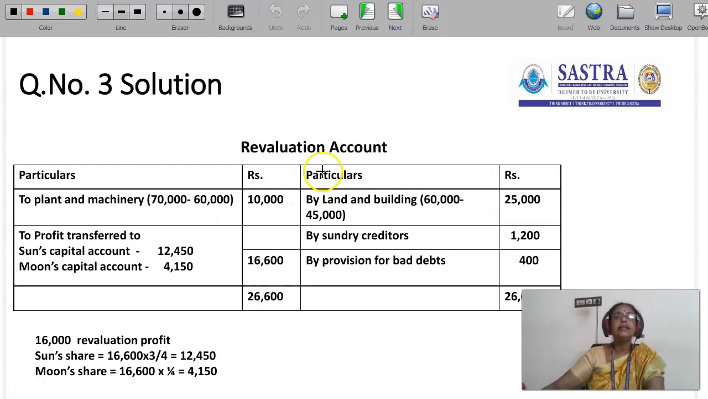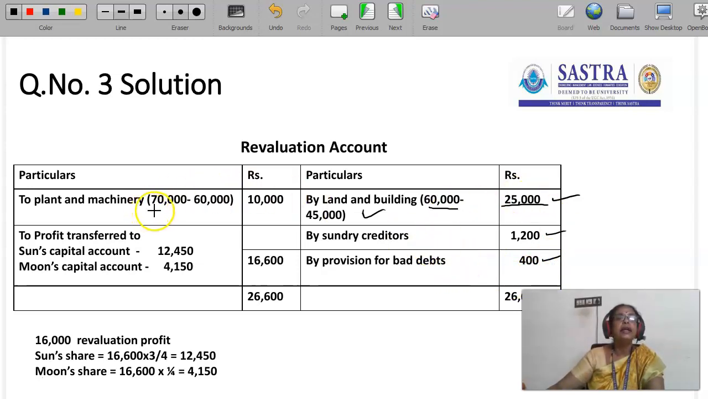Then the next one is revaluation account. Here the land and building revised value is 60,000. The actual value in the books is 45,000. So it is appreciated up to the extent of 15,000. It should be credited. Then the sundry creditors is reduced to the extent of 1,200. Provision for bad debts is reduced to the extent of 400 rupees. And so all these things will come under the credit side.